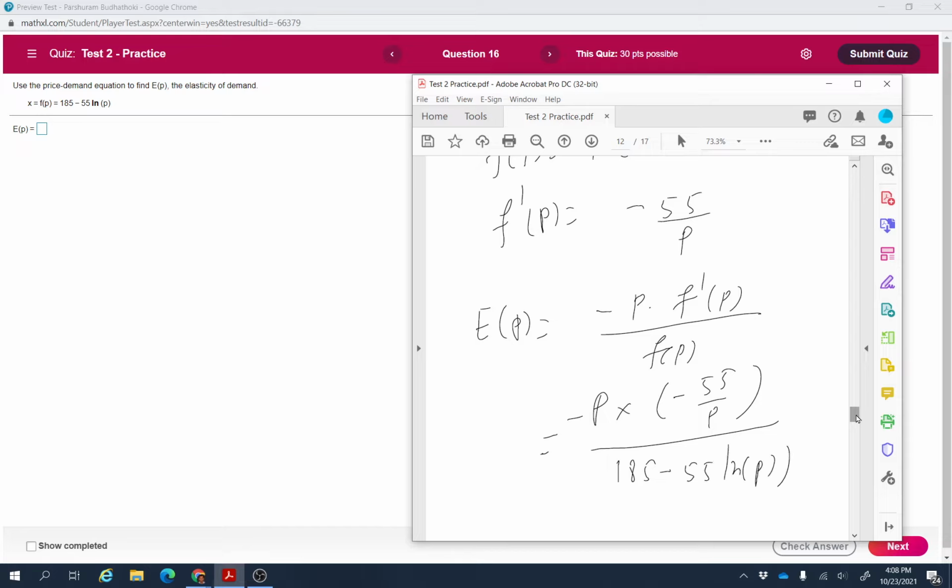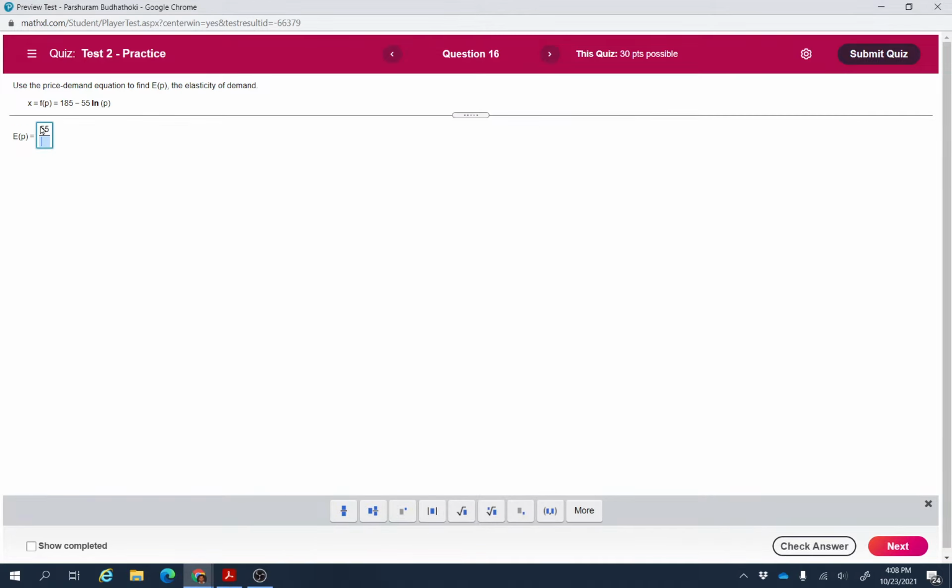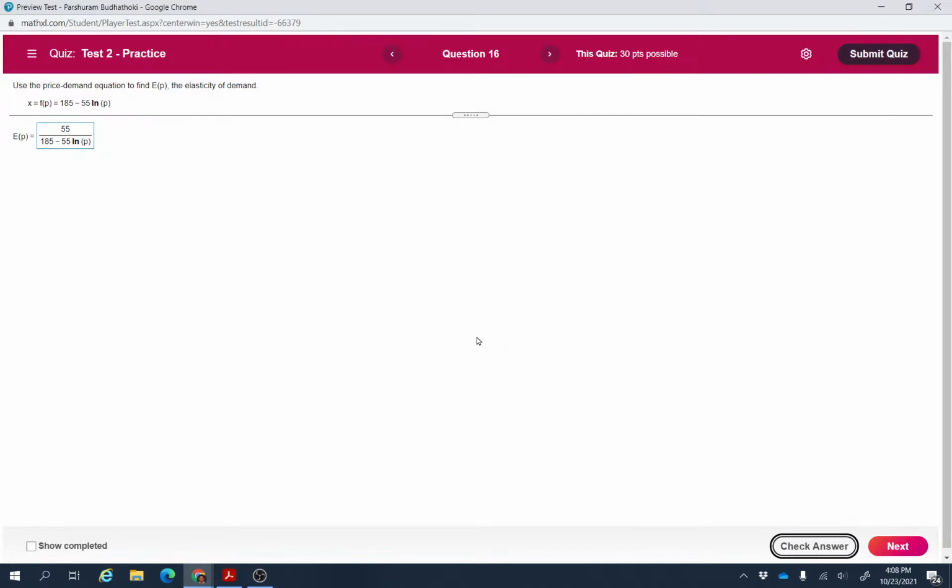So I'm not going to miss this time. So this negative and this negative cancel, this 55 and 55, p and p cancel. So the answer is 55 over 185 minus 55 ln of p. So this time the answer is right. So I was missing this ln.